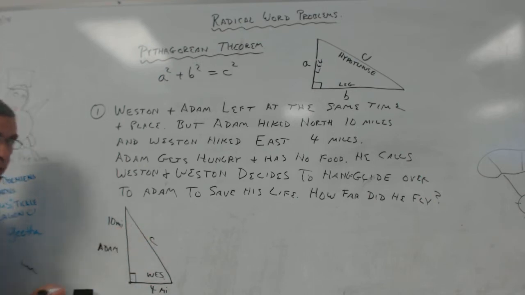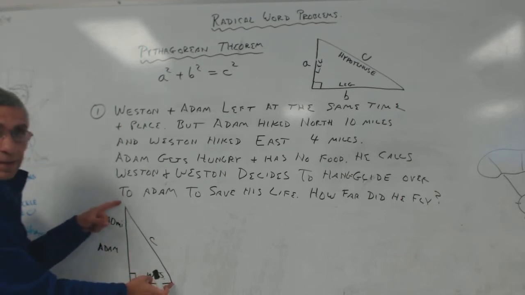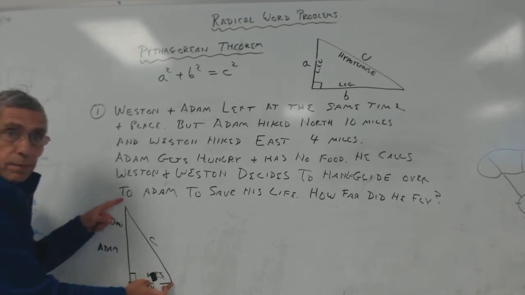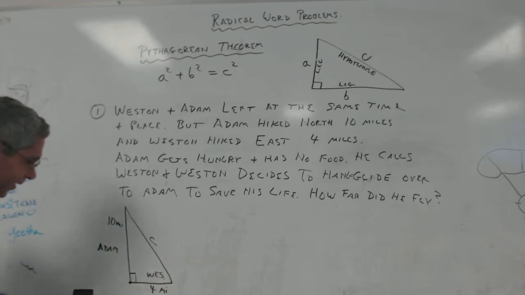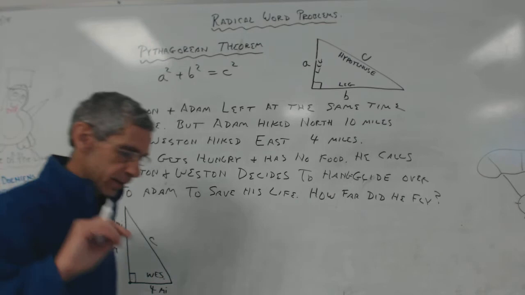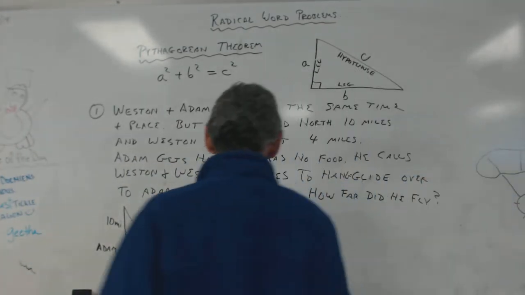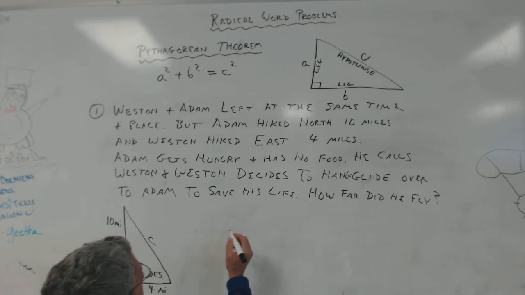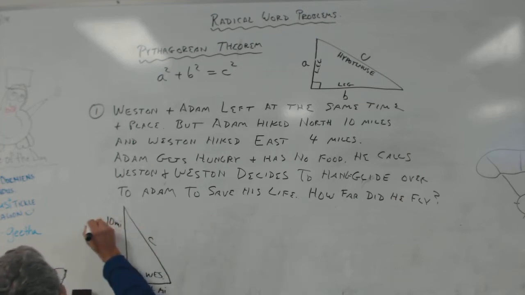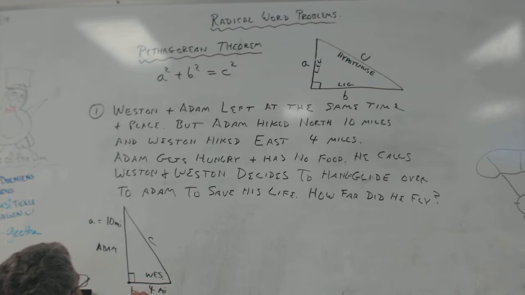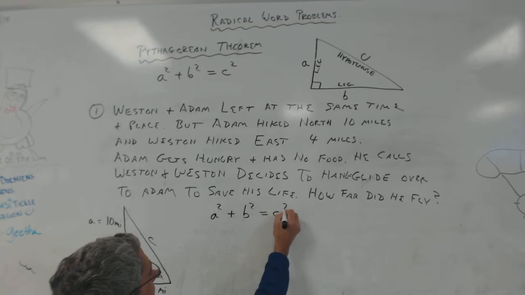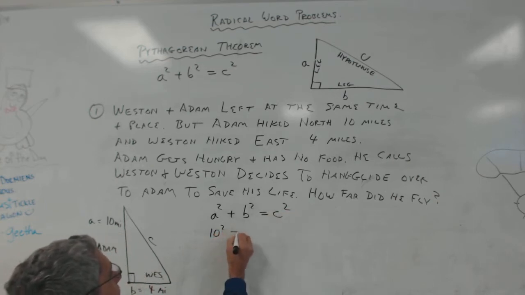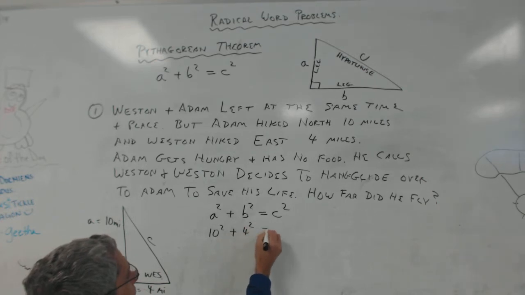And I'm wanting to know how far Weston had to fly to save Adam's life with a Clif Bar, excuse me. I apologize. Okay, so how do I do it? So I'm just going to use Adam as A. So we'll say this is A, and this is B. I'm going to write my formula. Okay. 10 squared plus 4 squared equals C squared.